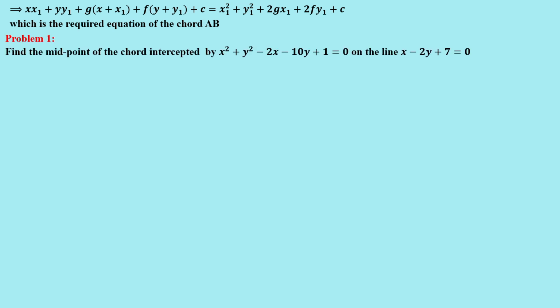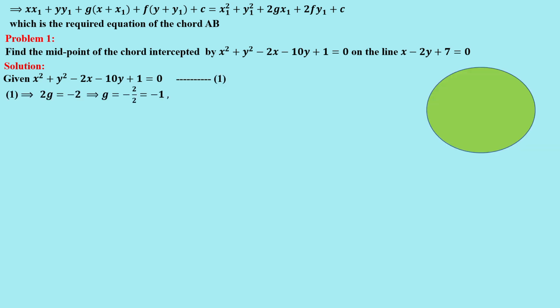So first problem: find the midpoint of the chord intercepted by x² + y² - 2x - 10y + 1 = 0 on the line x - 2y + 7 = 0. So given circle is x² + y² - 2x - 10y + 1 = 0. That is equation number 1. So 2g, the coefficient of x, is equal to -2, that implies g is equal to -1.